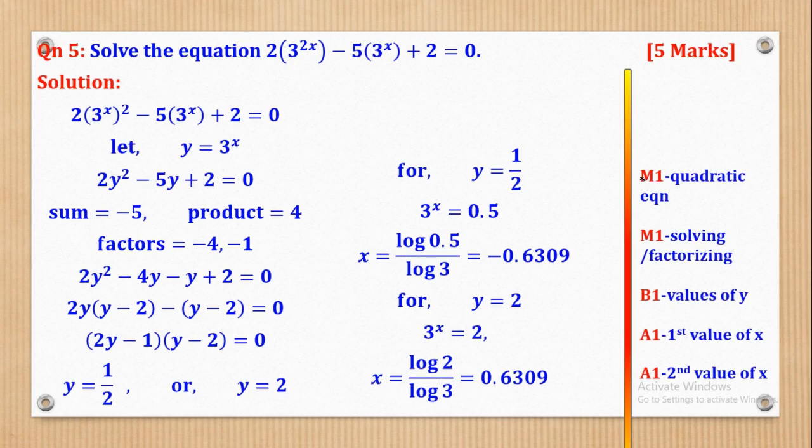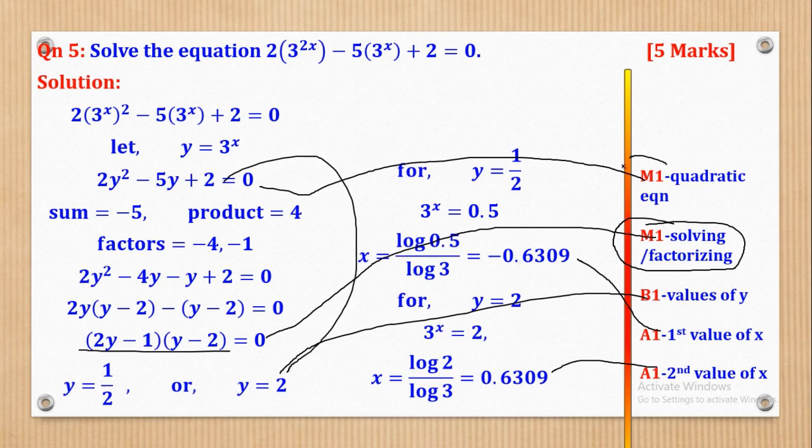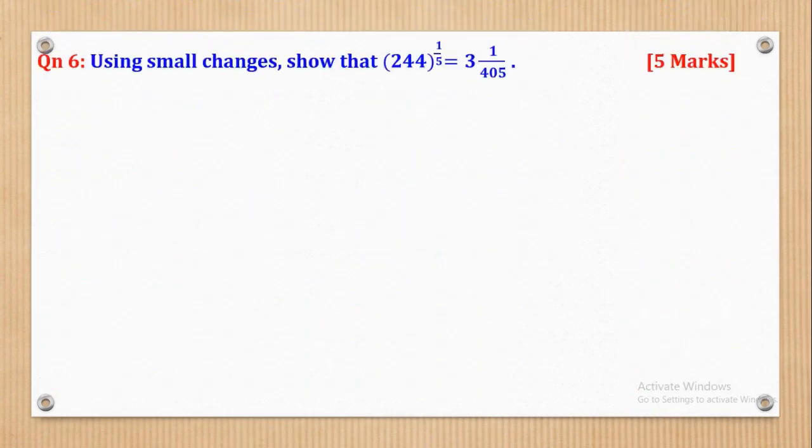So M1 is for the quadratic, then another M1 is for solving, using the formula or factorizing, B1 for these values of y, A1 for the first value of x, and A1 for the second value of x. So note that we have factorized, so this method mark is given for factorizing or using the formula. Some students choose a calculator, so that from here they come to this. That means that you have got only 1 mark, and these other 4 marks will be ignored because you missed the part of factorizing. So that was question 5.